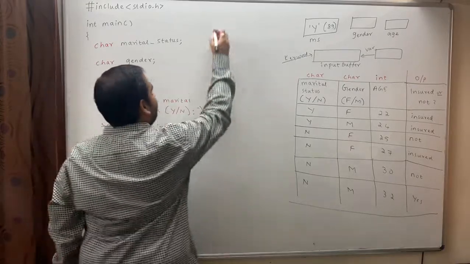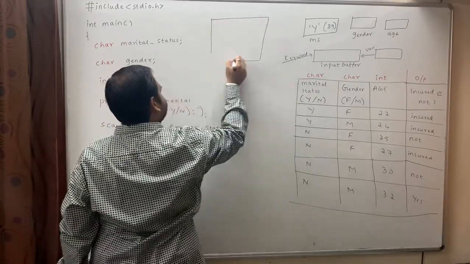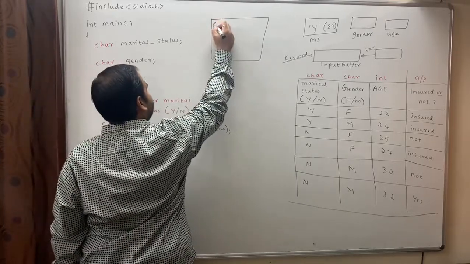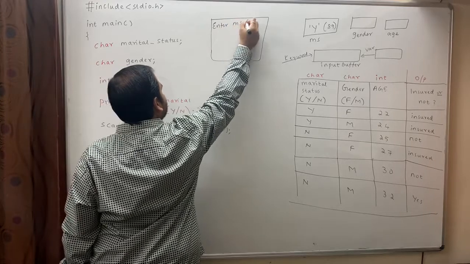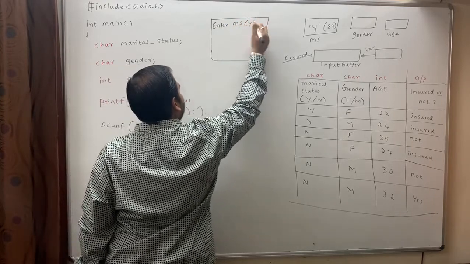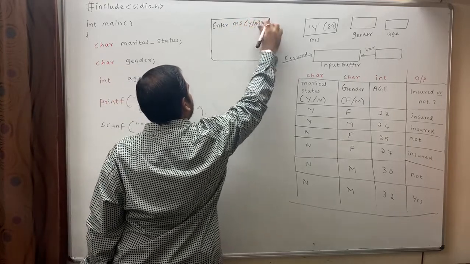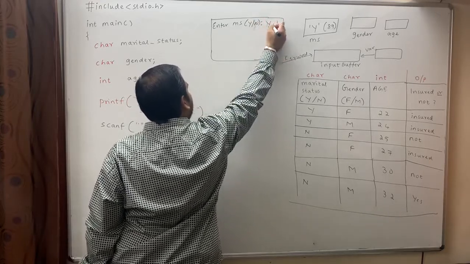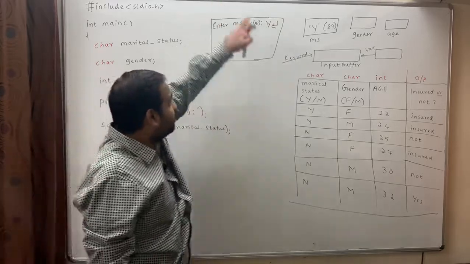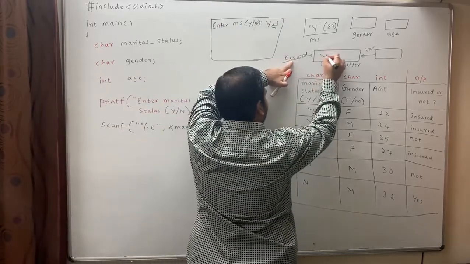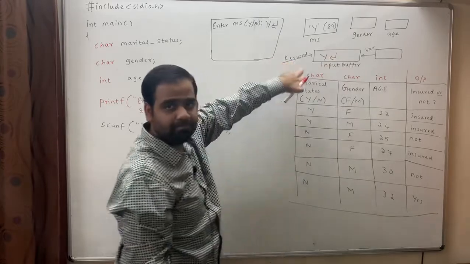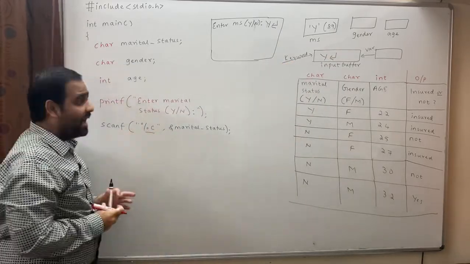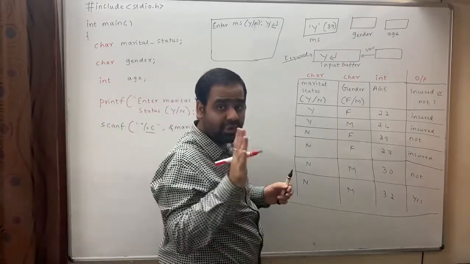Now suppose this is the output screen, what we are saying is enter marital status. I write here enter marital status in brackets Y bar N, and you say colon. Now what we do over here, normally I may say Y and I press the enter key. That means you have typed this from the keyboard and in the input buffer you have Y and the enter key. Now in the next step you want to read a character, and what is the character? We have two characters over here.